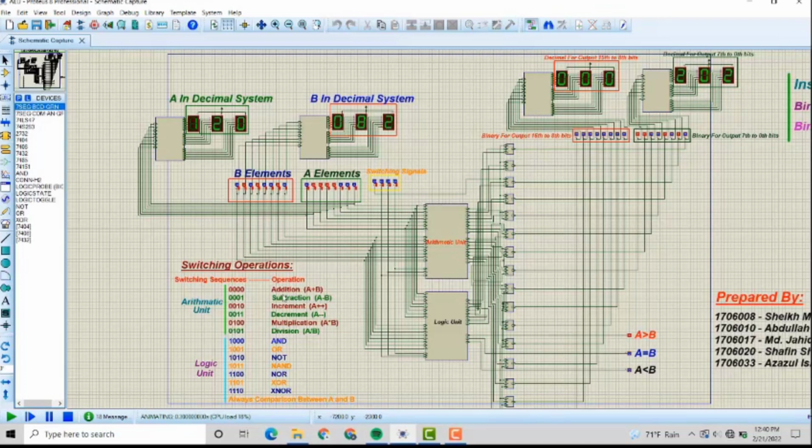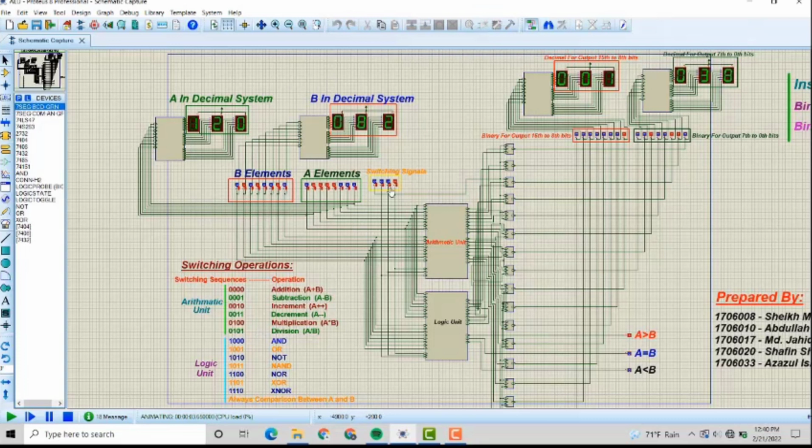Now if we want to do subtraction, which means 0001, and by changing this, our output is 38, which is the difference between these two. Our circuit works in such a way that A has to be greater than B, as we are subtracting B from A. So this is our output.